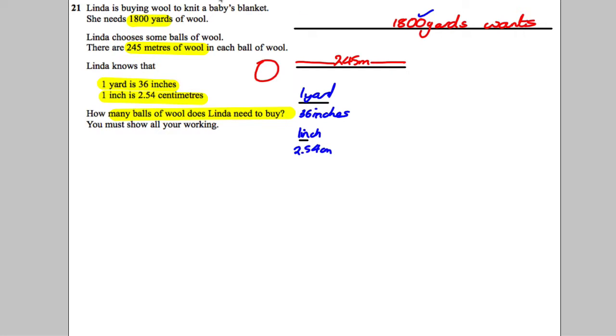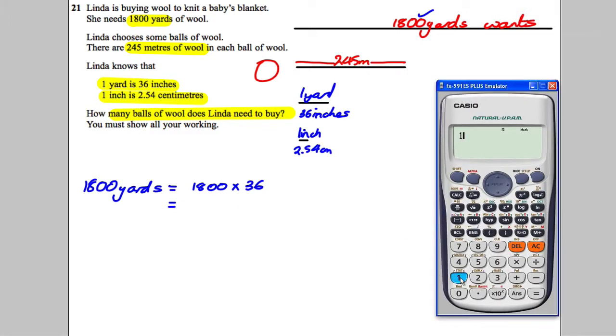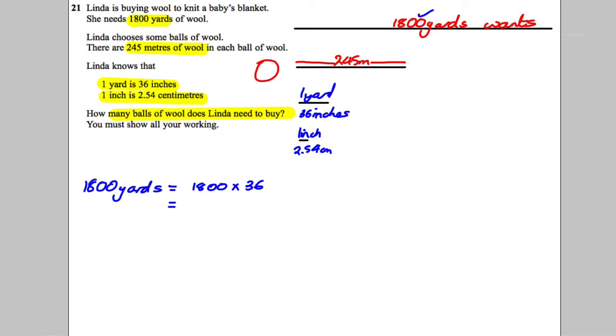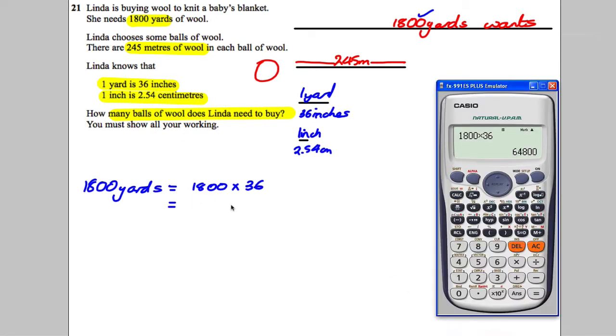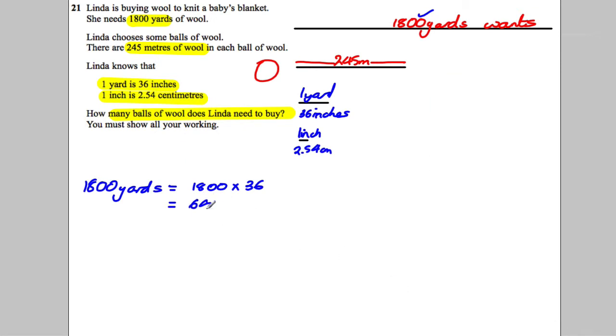We know that 1 yard is 36 inches, and we've got 1,800 yards. So 1,800 yards in inches must be equal to 1,800 multiplied by 36. Get your calculator out at this point. If you do 1,800 multiplied by 36, we get 64,800 inches.